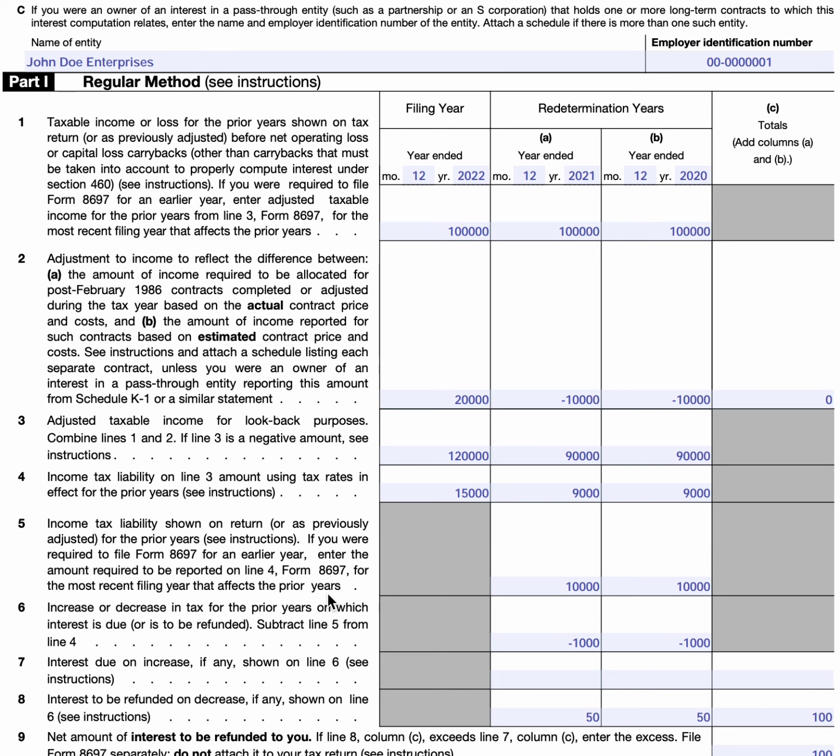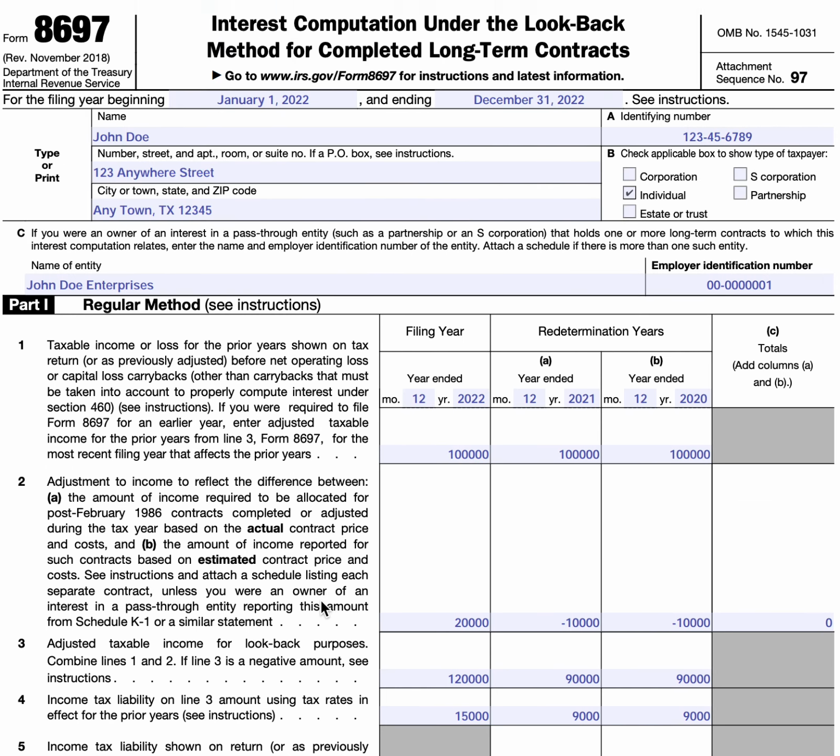to complete this form. So let's start at the top where we go over the instructions that all taxpayers must complete. So at the top of the form, you can see that we entered the beginning and the ending date of the tax year. So for John Doe, he's an individual. His tax year was the calendar year for 2022. And then we're going to enter his name, address, and then his social security number up here in line A.